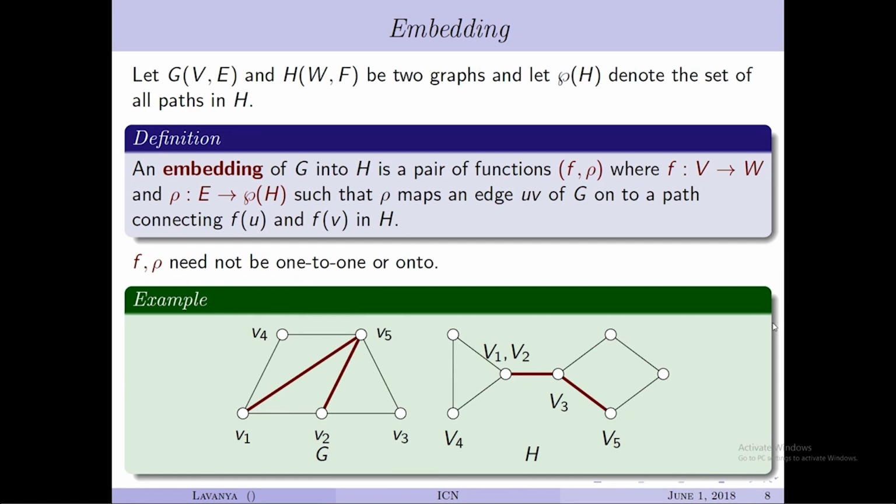Our embedding also should be proper, which we should take care of in a proper fashion. So what would be the ideal case for an embedding? Minimum load: if I say minimum, what does that mean? Every processor is going to be used at most once. Dilation is minimum means what? Every edge goes to an edge. That is the ideal case.